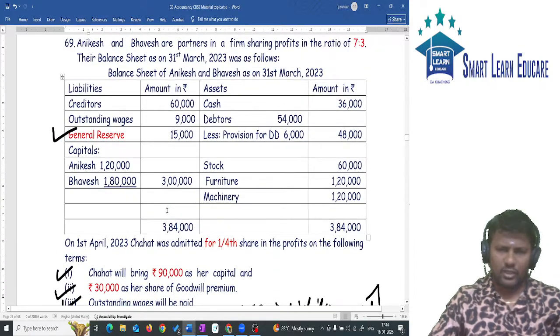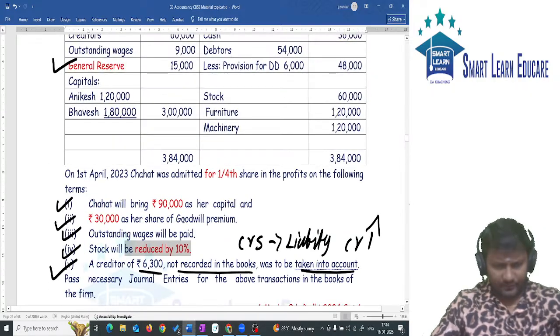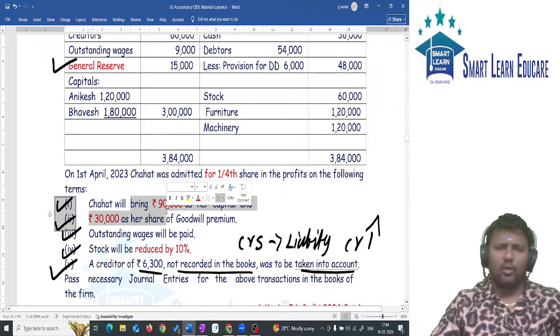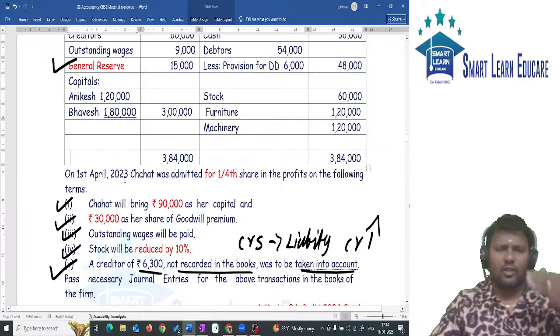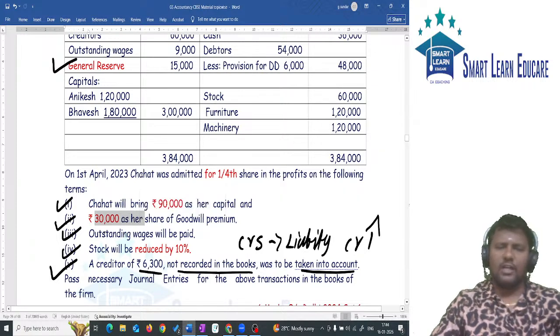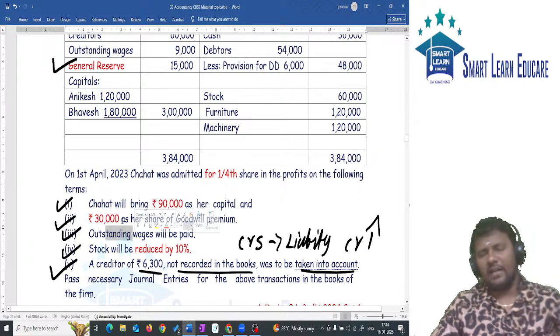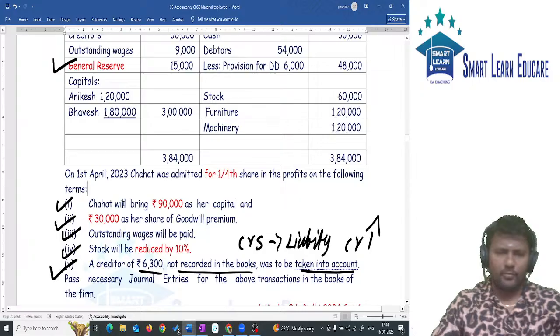So first in the question, just recollect once. Very easy question, 6 marks for this question. Normal capital brought in, the entry: what is the entry for capital brought in by partner? Cash account debit to capital. Goodwill brought in, the entry: cash account debit to premium for goodwill. Outstanding wages and premium should be shared in sacrificing ratio. What is the entry for sharing this premium for goodwill? Premium for goodwill account should be debited and sacrificing partner's capital should be credited.